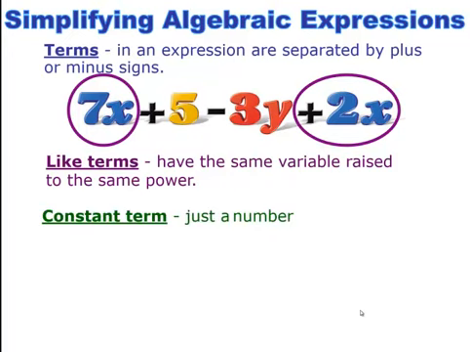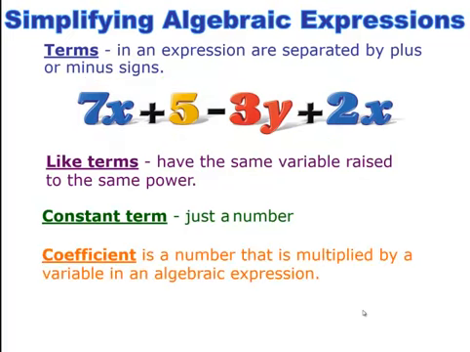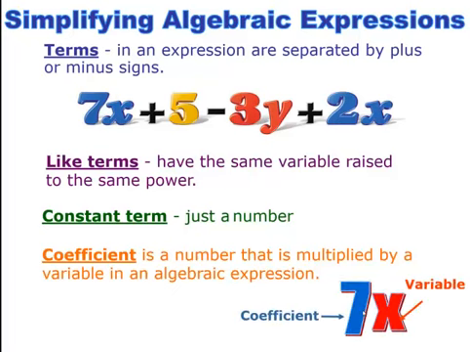Constants are just simply numbers. So when we have a number in the algebraic expression, it is known as the constant. And then a very commonly used word in algebra is coefficient. A coefficient is the number that is being multiplied by a variable in the algebraic expression. So in this case, you see an example of 7x. Well, 7 is the coefficient for x. So 7 is being multiplied to x, and 7 is known as the coefficient.